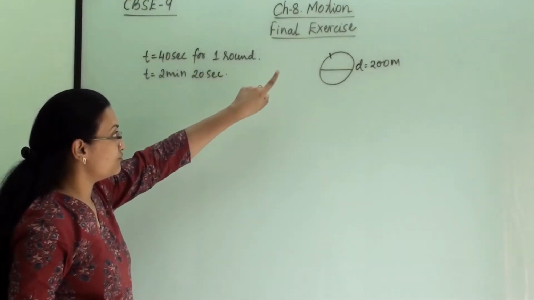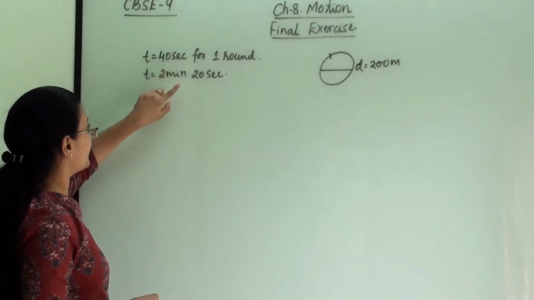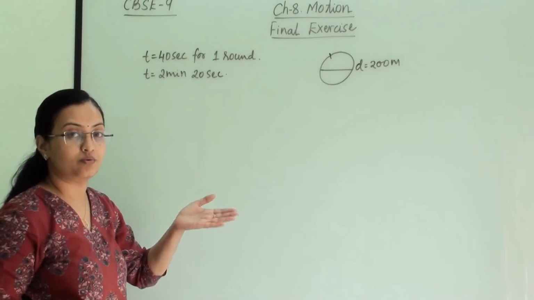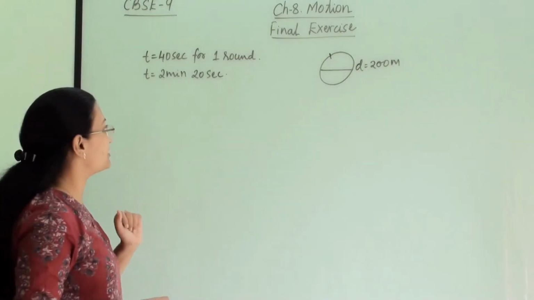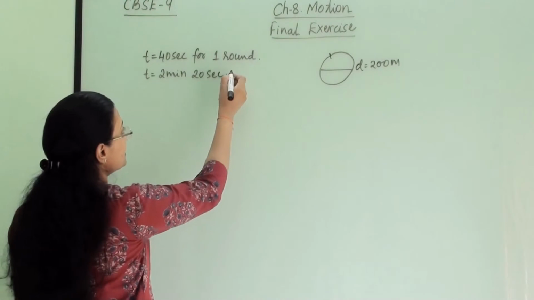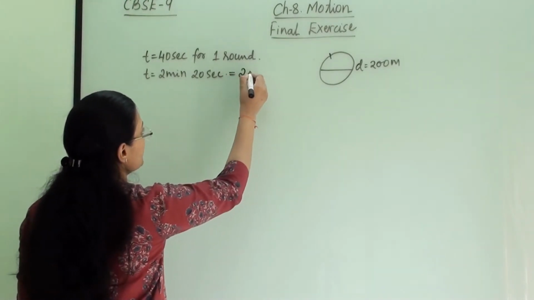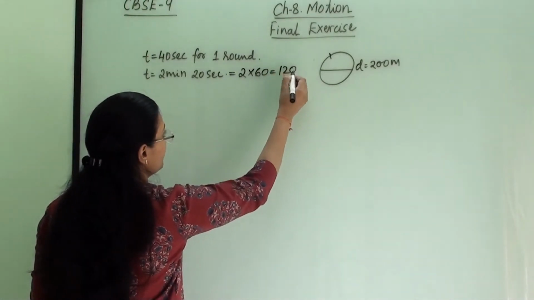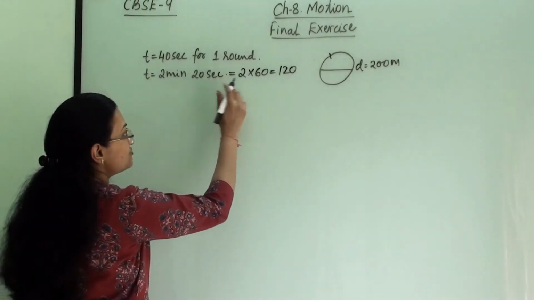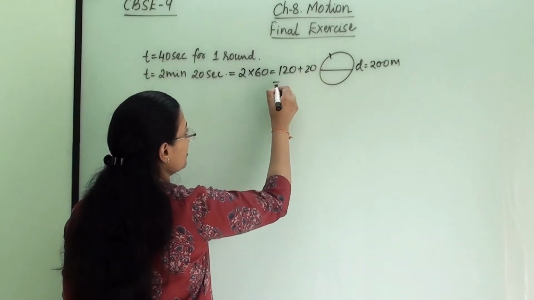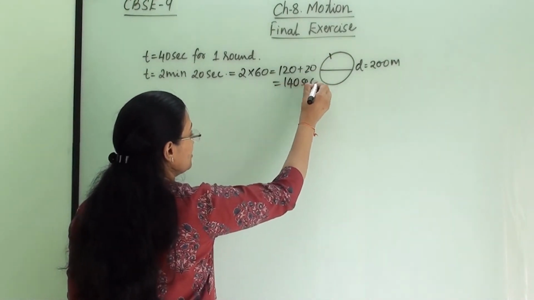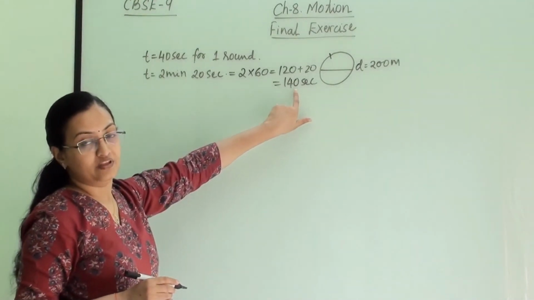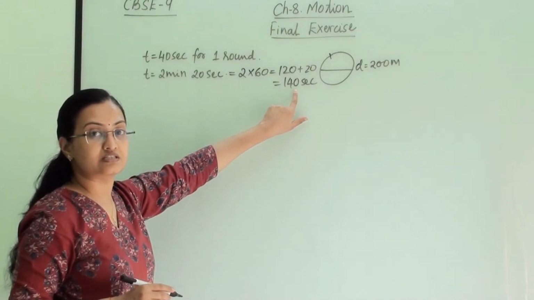When he covers one full round, he takes 40 seconds. So in 2 minutes 20 seconds, how many rounds will he take, how much distance will he cover, and where will his displacement be. So first let us convert this into seconds. 2 minutes is there, so we will convert this into seconds and we will get 120 seconds, and then we will add these 20 seconds. So it is going to be completely 140 seconds. So distance and displacement we have to find for this much time.